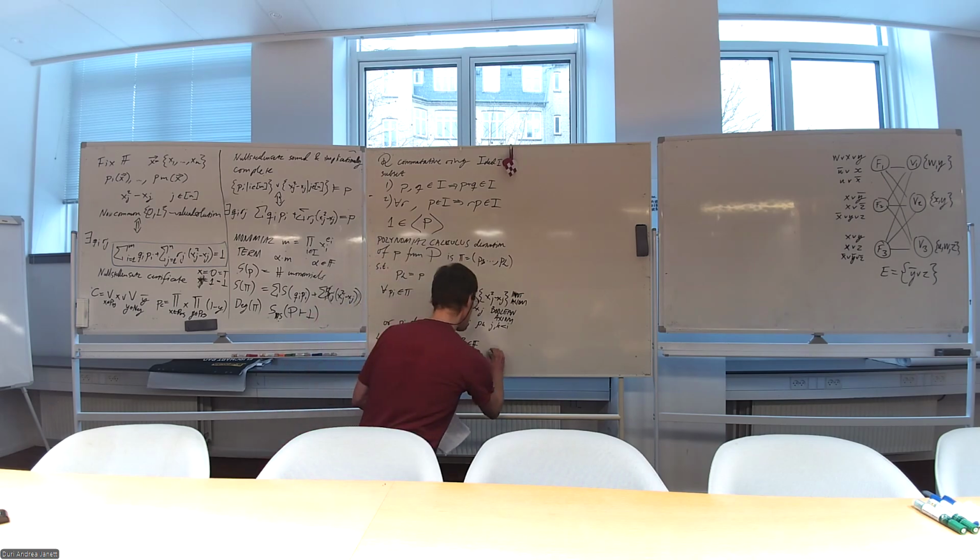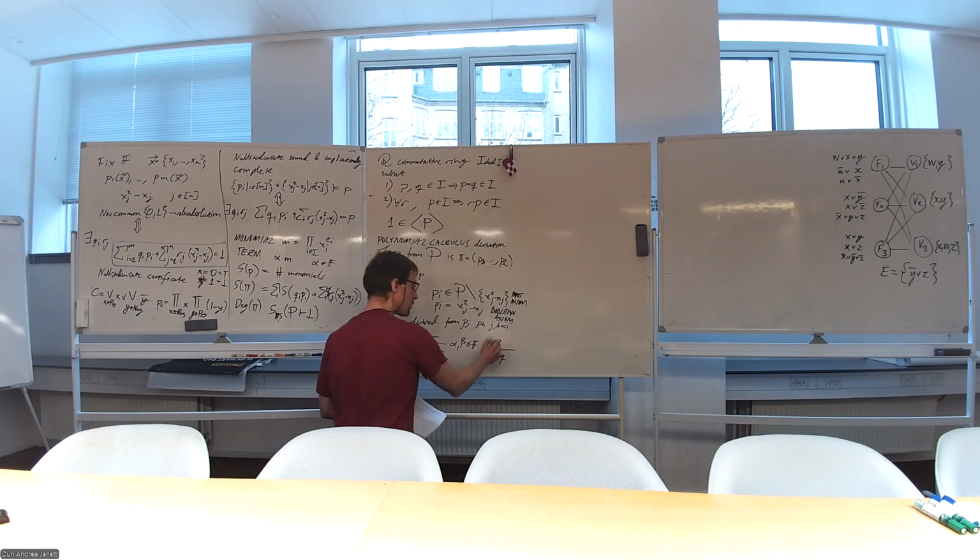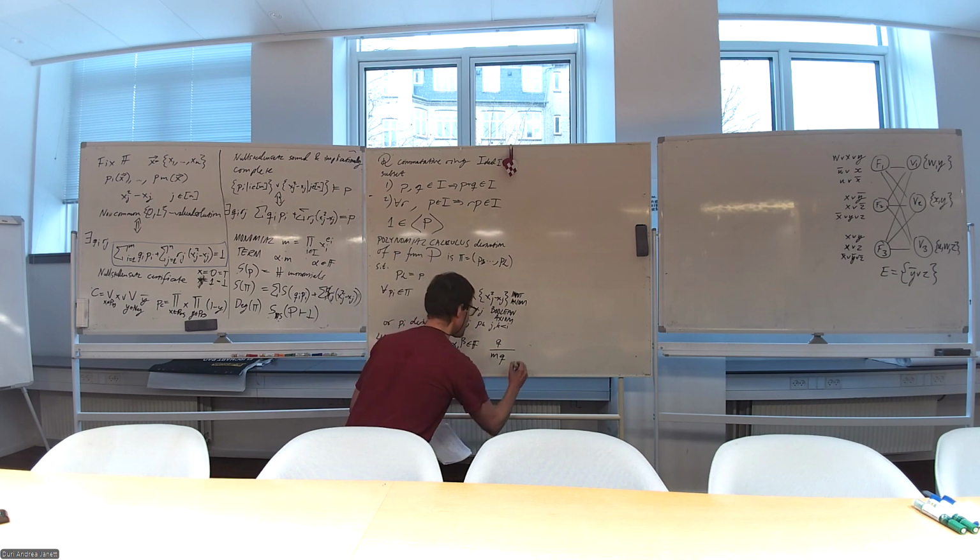And then I also have another rule that is multiplication. So if I have any polynomial q, then I can take m times q. This is multiplication by a monomial.